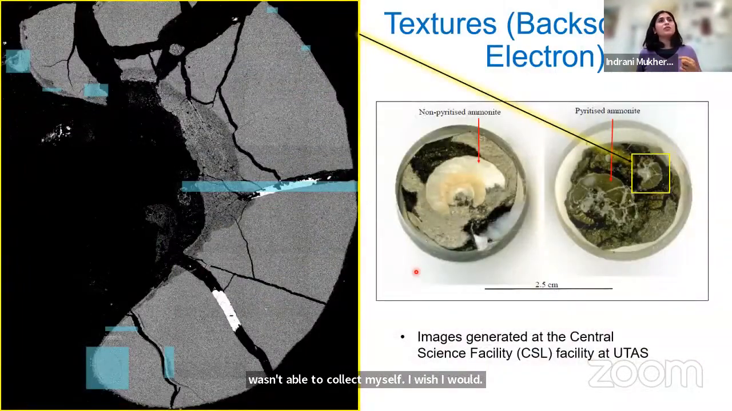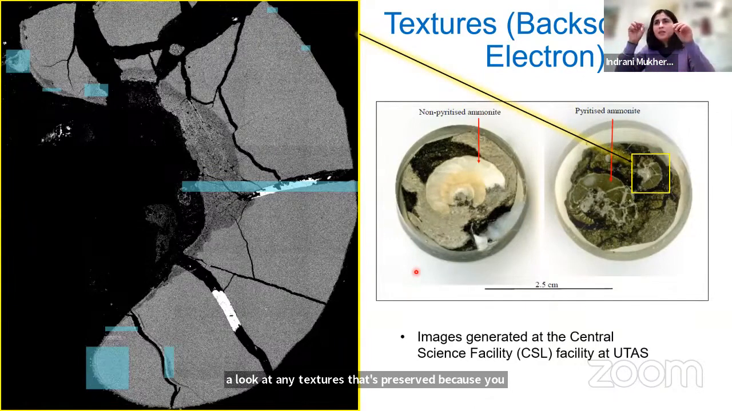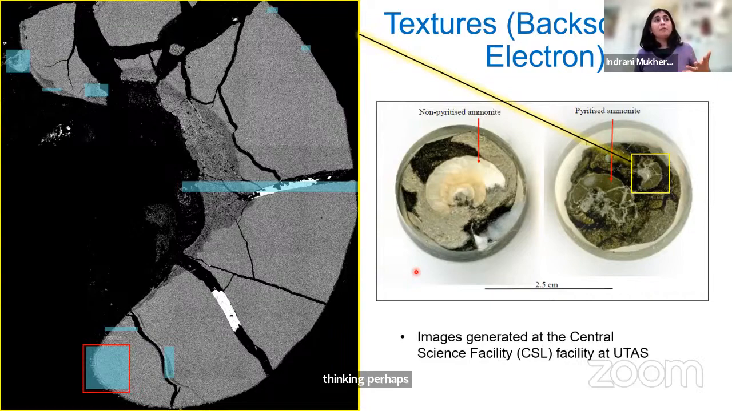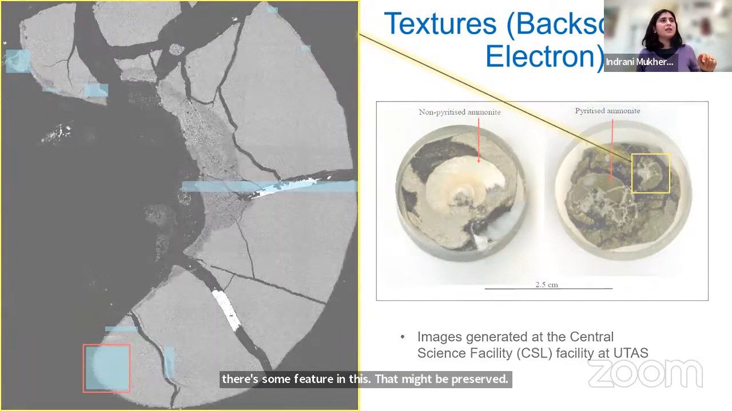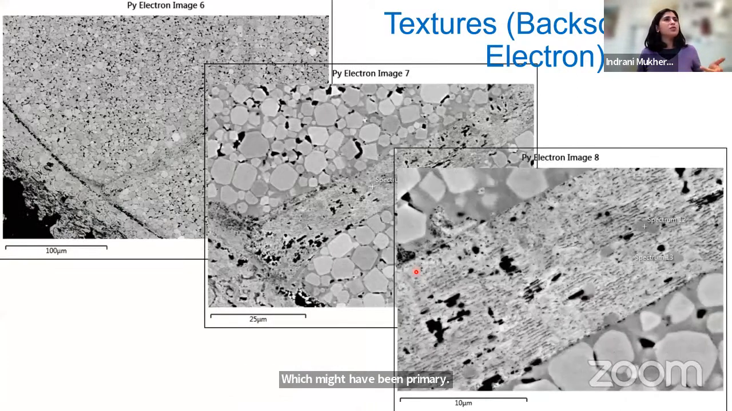So, backscattered electron images, just to have a look at any textures that are preserved, because ultimately ammonites are hollow, and if all I get is the precipitate, even though it's a microenvironment of its own, I'll probably just be getting the chemical precipitation in a hollow space in an ammonite, which is probably not bad. But I was thinking perhaps there's some feature in this that might be preserved, which might have been primary. So if you zoom into that red triangle here, you start seeing some features that tell you perhaps there was some material, an organic template.